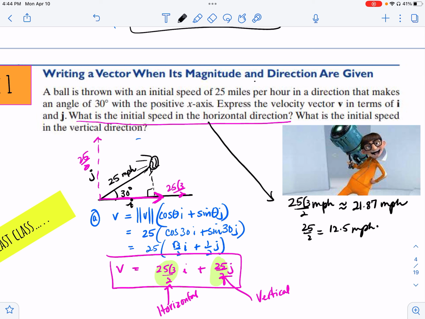Number one, in a parallelogram, all the angles add up to 360 degrees. Number two, opposite angles are equal. So this angle will equal that angle, and this angle will equal this angle.